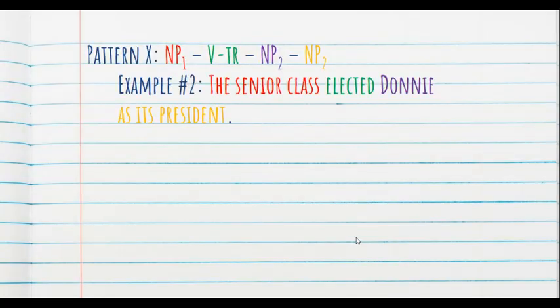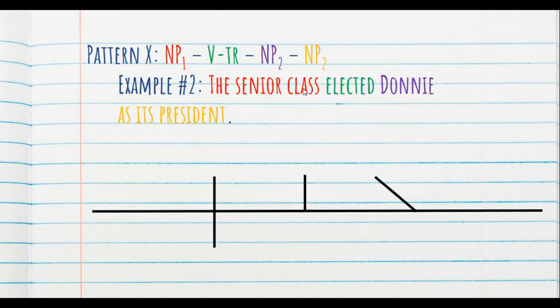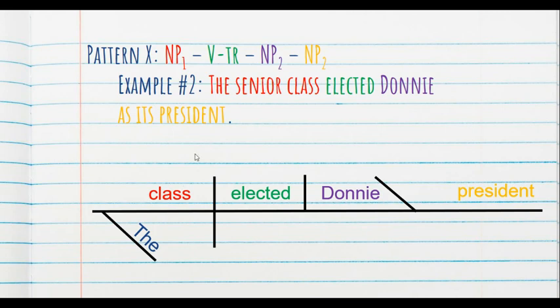The senior class elected Donnie as its president. All right, so even though seniors is a noun, I'm going to use class as my subject. My action verb is elected. We elected Donnie, and we elected Donnie as its president. So here comes president, and then I'm going to say it's the class, and also senior class, and then it's its president, and then now we have that word as.